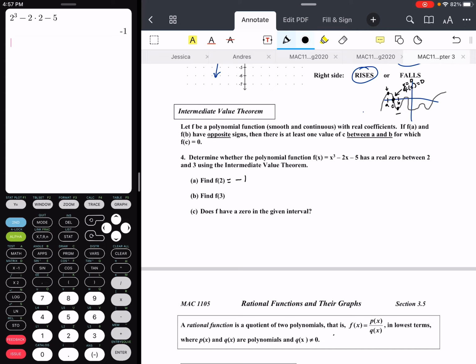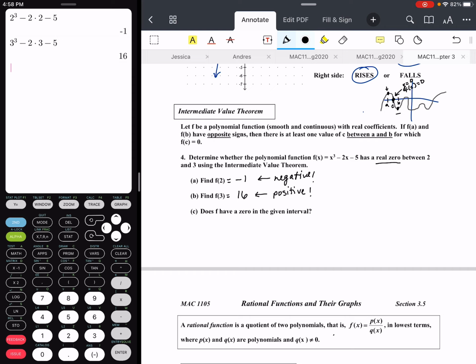F of 3, 3 raised to the third power, minus 2 times 3, and then minus 5 equals 16. All right, so we're trying to figure out if our function has a real zero between 2 and 3 using the intermediate value theorem. F of 2 is negative 1, and that's negative. F of 3 is positive. It's positive 16.